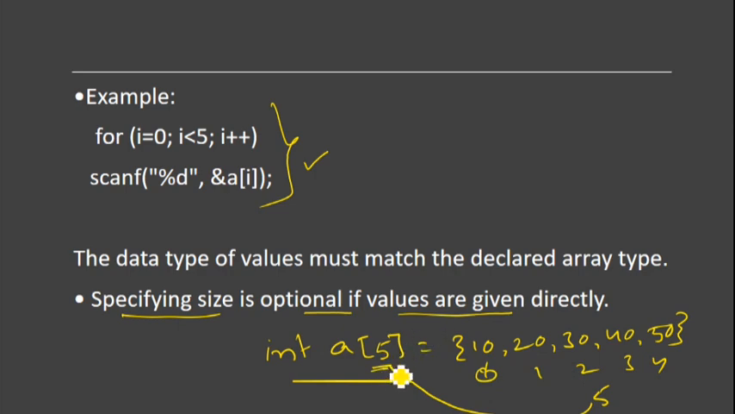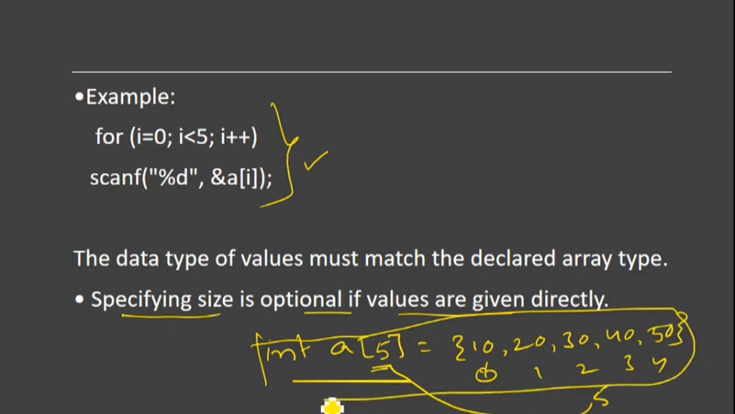If you are assigning the values directly, it automatically takes the size. Even if you are not mentioning it, it's not a problem. So this is a way. After assigning, it will count the number of values which you have assigned, and the 5 is automatically updated inside the array.